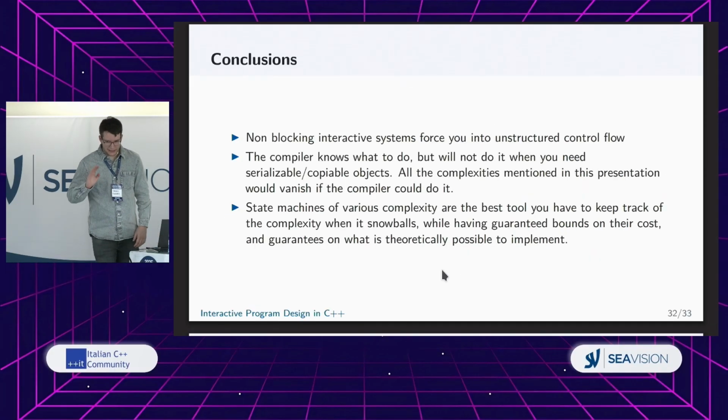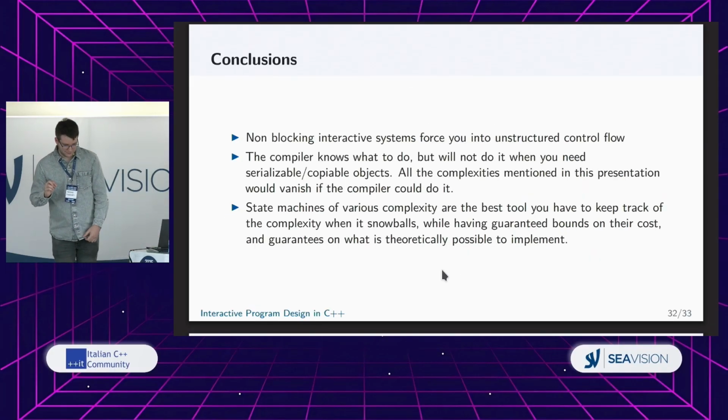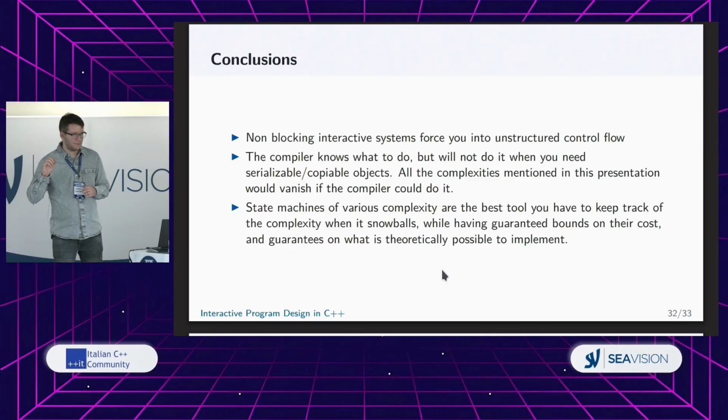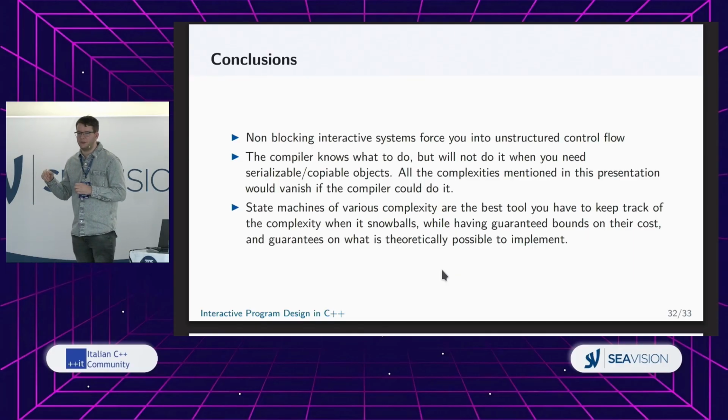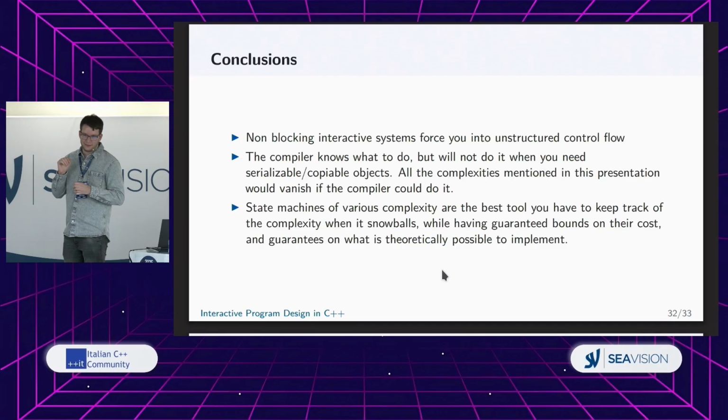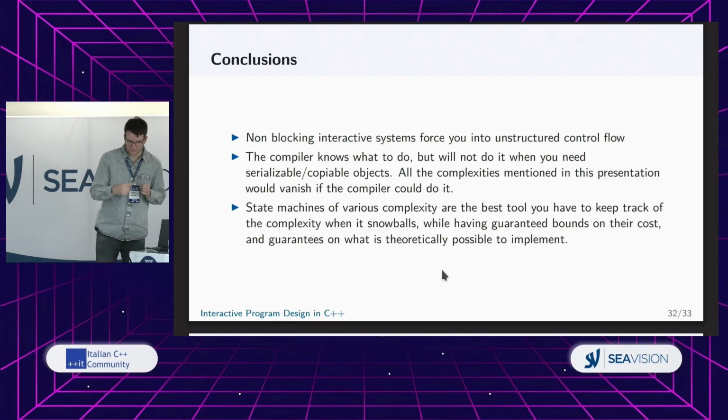Okay, and we are at the end. The conclusion is that non-blocking interactive systems force you into a structured control flow. If you do not believe that unstructured control flow is bad, if you say, I really like unstructured control flow, then whatever solution you're using is fine. But if you believe that unstructured control flow is not optimal, and you believe that automatically if you think that coroutines are useful, then you do not believe that unstructured control flow is good.